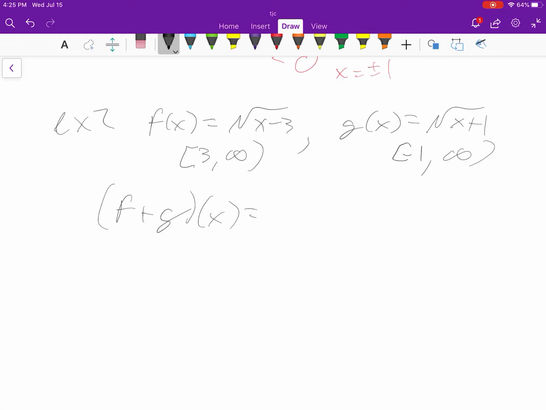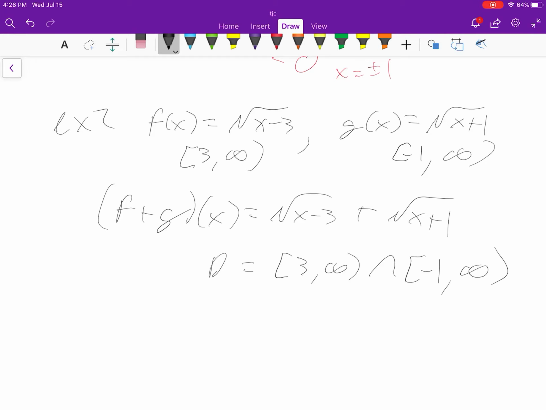So then what is f plus g of x? Well, it's just the two functions slapped together with an addition between them. But now it does change the domain. The domain is the intersection of the two domains of f and g. So your new domain is going to be the intersection of these.